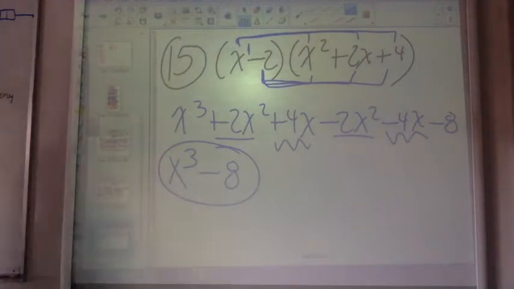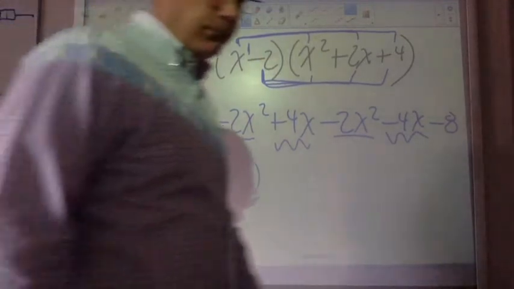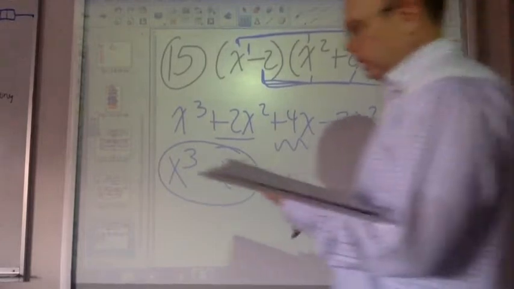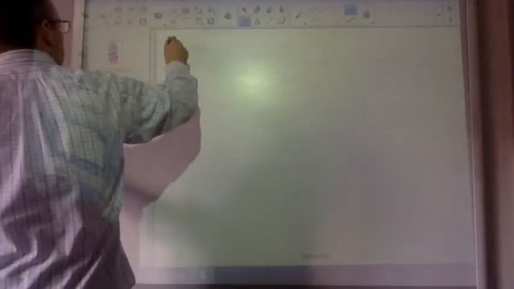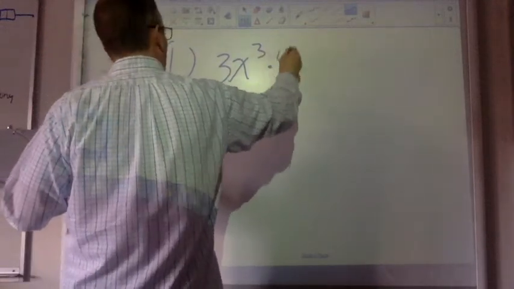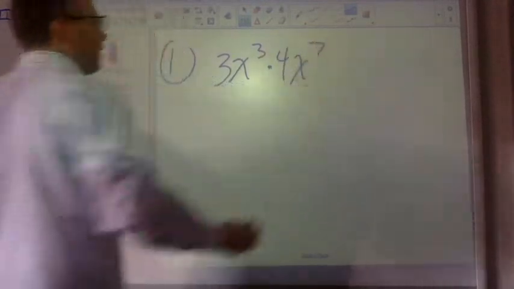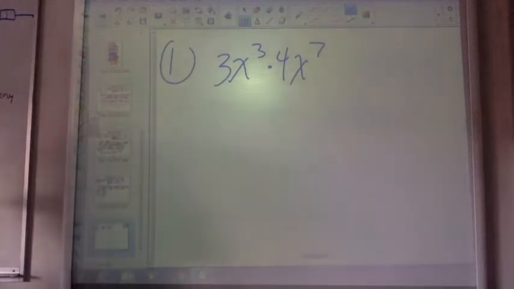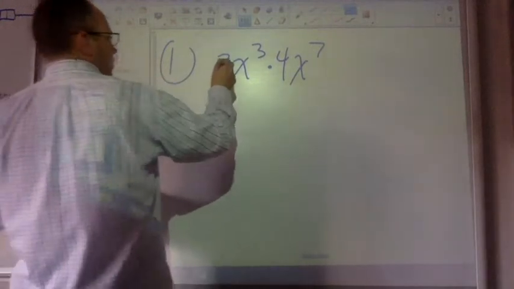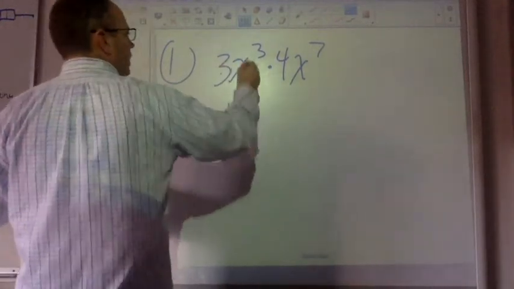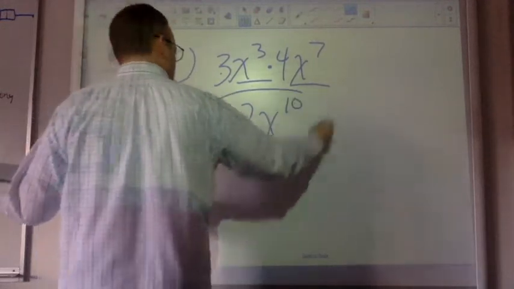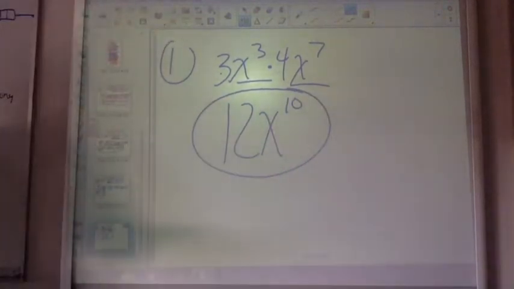Yeah. 1? Problem number 1, we have 3x to the third times 4x to the seventh. Is that the right one? Okay, I just want to make sure I didn't change pages. So it's just monomial times monomial. 3 times 4 is 12. X to the third times x to the seventh is x to the 10th. Like bases, when multiplying, you add the exponents up.